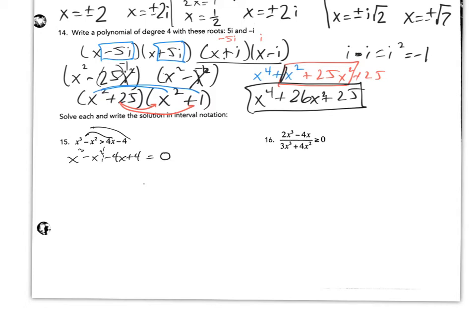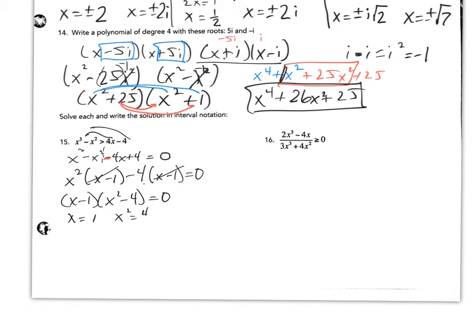4 terms, split it up. They have an x squared in common, x minus 1. This starts with a negative, so it has to come out. Negative 4. Negative divided by a negative is a positive. Positive 4 divided by negative 4 is a negative 1. Common factors coming out. And we're left with x squared minus 4. When you solve this, you get x equals 1. Here you get x squared equals 4, so we get x equals plus or minus 2.